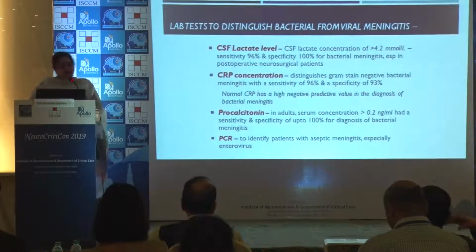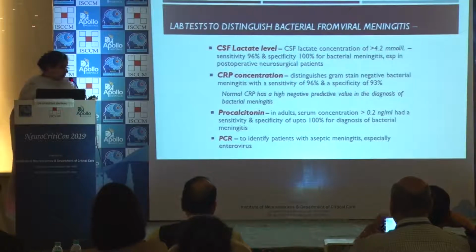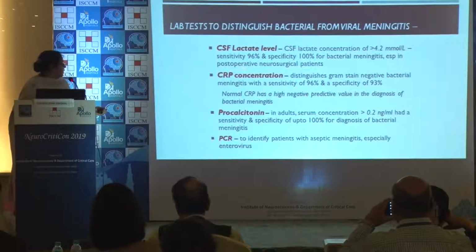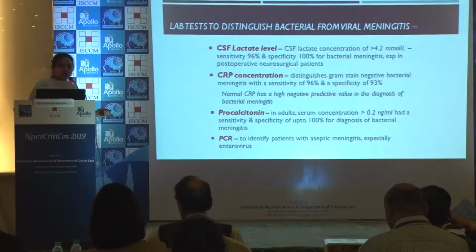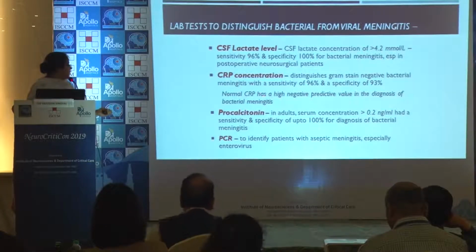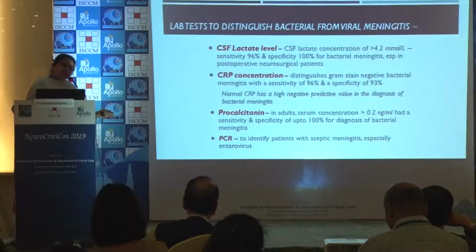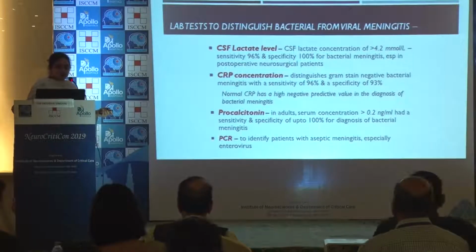The lab tests that help to distinguish between bacterial and viral meningitis are CSF lactate levels. Now, CSF lactates are particularly helpful in postoperative neurosurgical patients. If the lactate is more than 4.2, CSF has a normal lactate of around 4. So if it is more than 4.2, it is 100% specific for bacterial meningitis. So a good one. CRP concentration, a normal CRP has a high negative predictive value. If your CRP is normal, think that there is no meningitis.